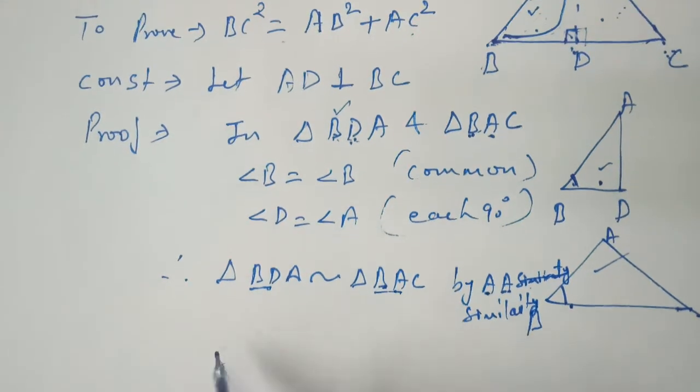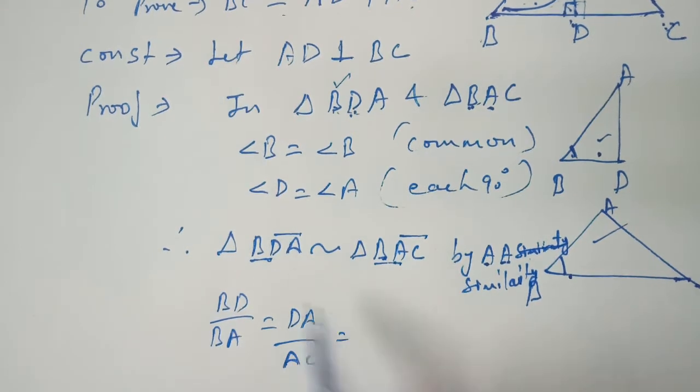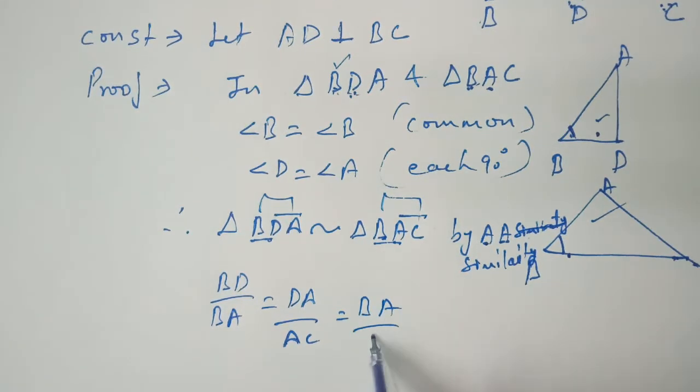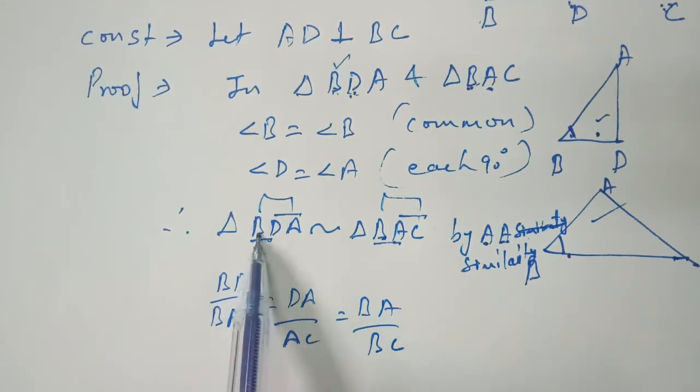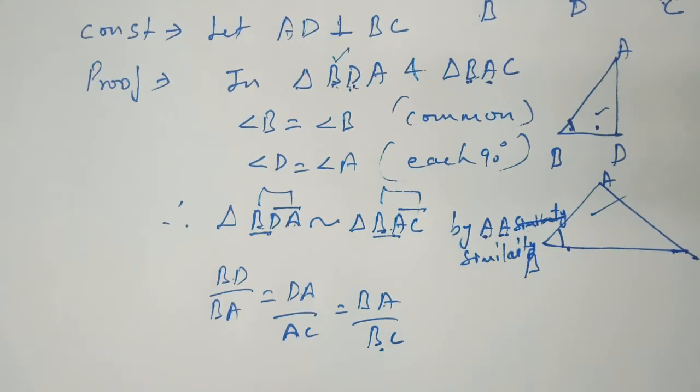First two and first two. BD upon BA is equal to last two and last two. DA upon AC equal to first and last, first and last. BA upon BC. You have to write the name of the first triangle at the numerator and of the second triangle at the denominator. Now from this you have to take those two parts which, when you cross multiply them, will be changed into square.